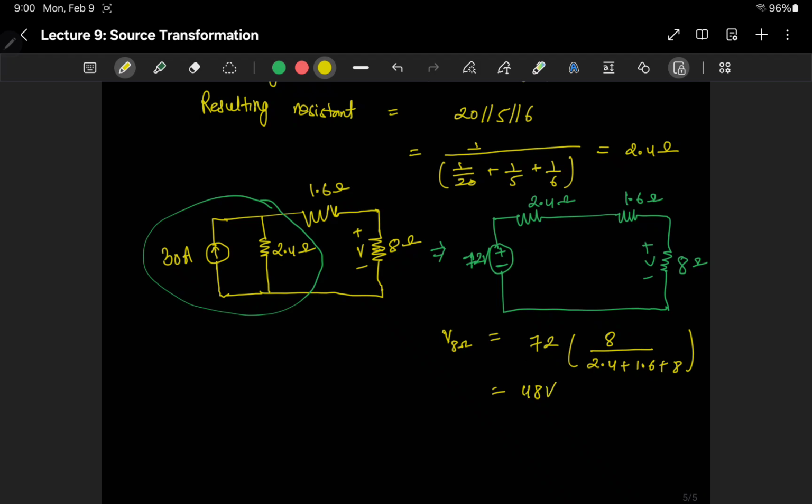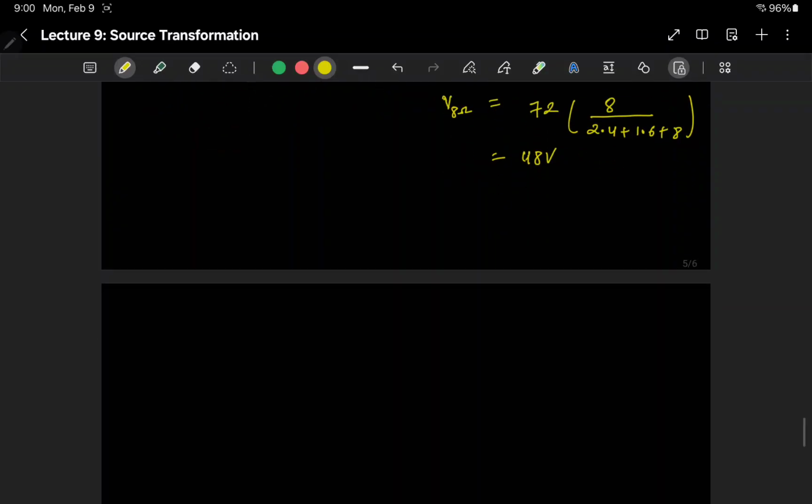So this way we can solve this type of circuit using a series of source transformations. We have discussed that parallel currents and series voltages can be combined, right? How about combining parallel voltages?